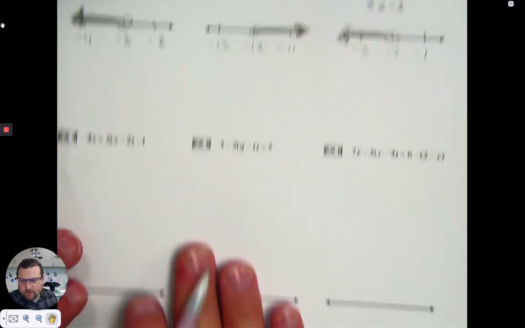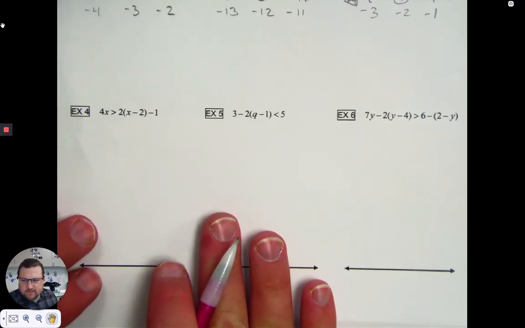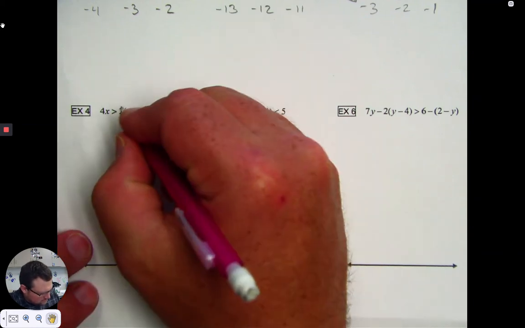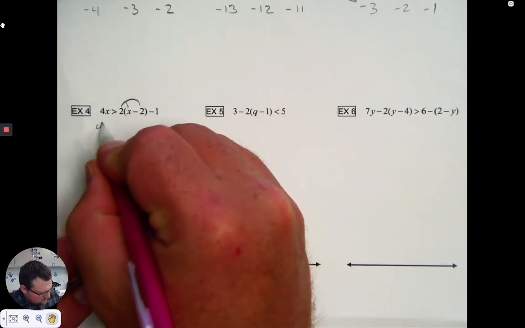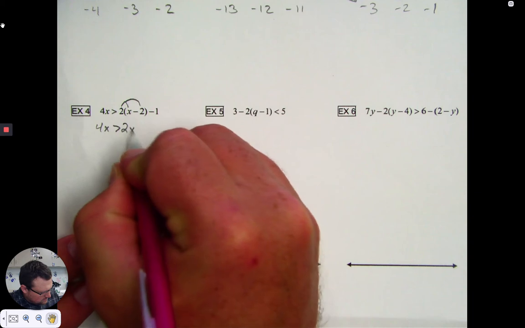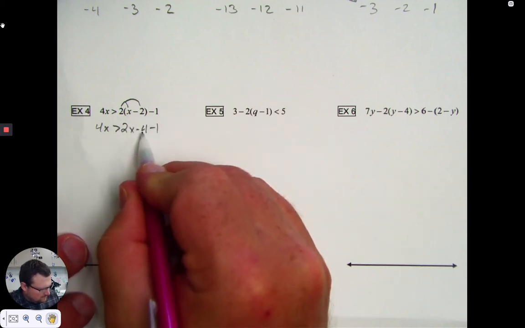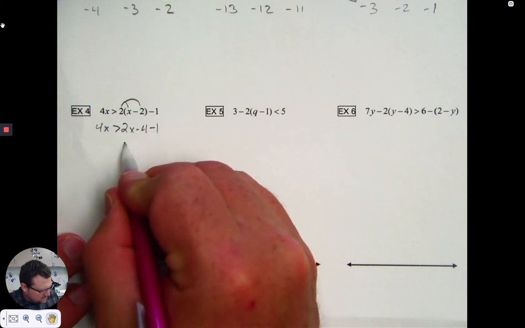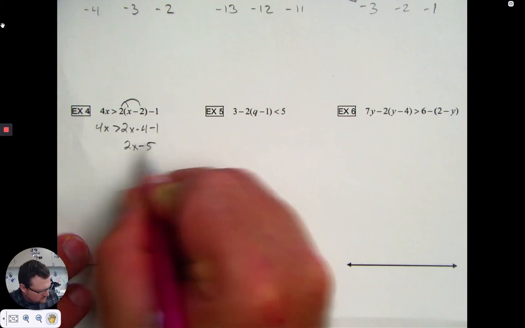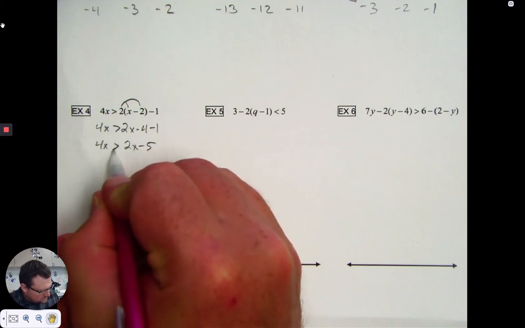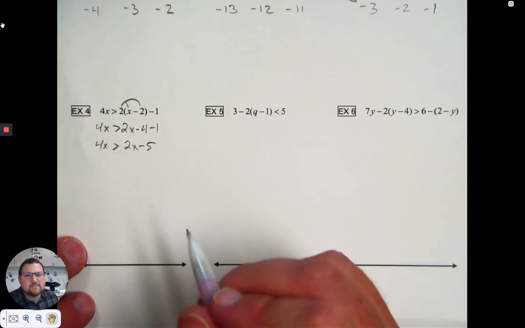On to number 4. Again, we need to do some distribution here, so we need to distribute this 2. So this is 4x is greater than 2x minus 4 minus 1. Minus 4 minus 1 is minus 5, so 2x minus 5. So 4x is greater than 2x minus 5.